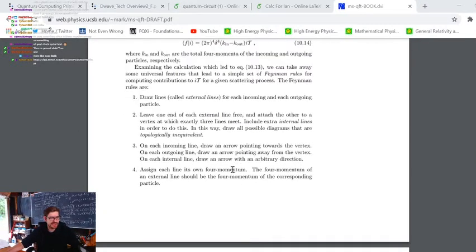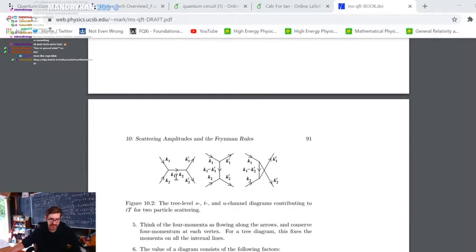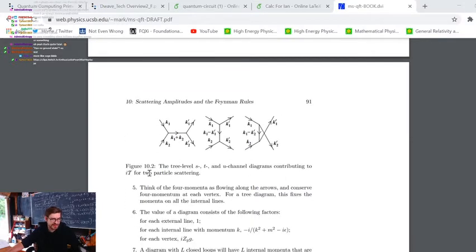Assign each line its own forward momentum. The forward momentum of the external line should be the forward momentum of the corresponding particles. So here we are. Here are the diagrams that we have. We have arrows coming in, and then we have the arrows going arbitrarily this way, which will dictate the sign of the propagator. And then we have the arrows going out for the external line. So they go in, out, propagator. In, propagator, out. Okay.